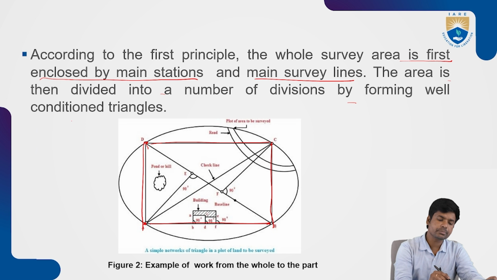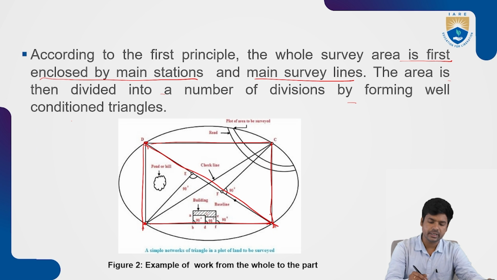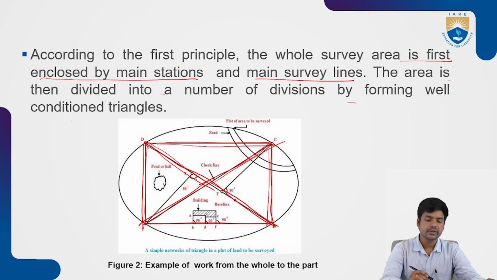After marking the boundaries of this particular area to be surveyed, we are going to divide the survey area into triangles. See, this is forming one triangle, and this is forming one triangle, and this is forming one triangle, and this is forming another triangle, right? So by dividing the area like this, we can do the surveying so that we can reduce the errors while doing the surveying. This is what work from whole to part means. The whole area is divided into small triangles, which is comfortable for doing the surveying, and we can avoid the error percentage.